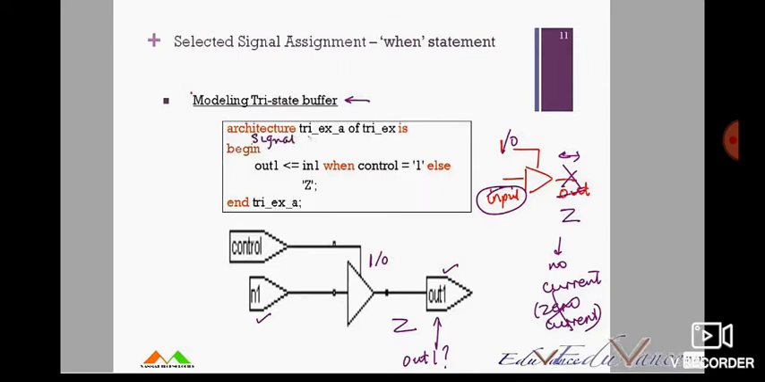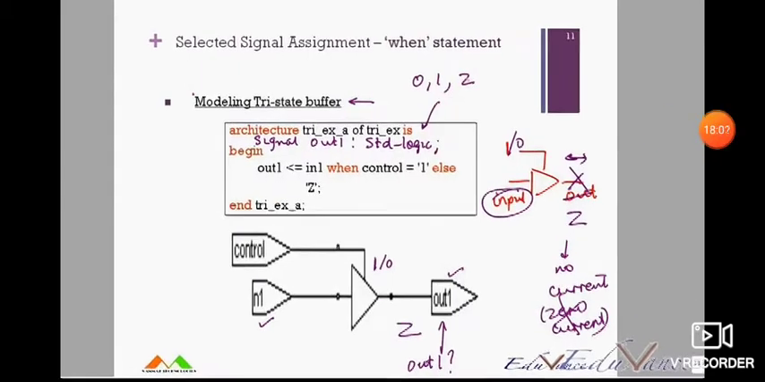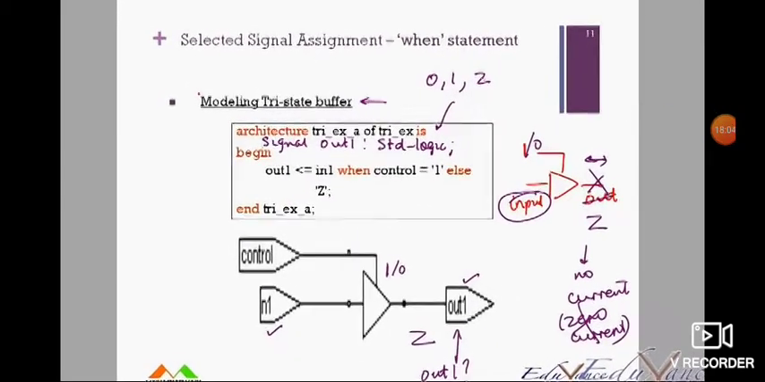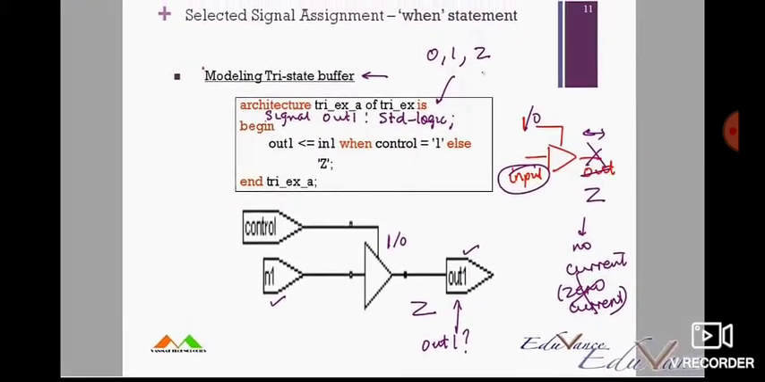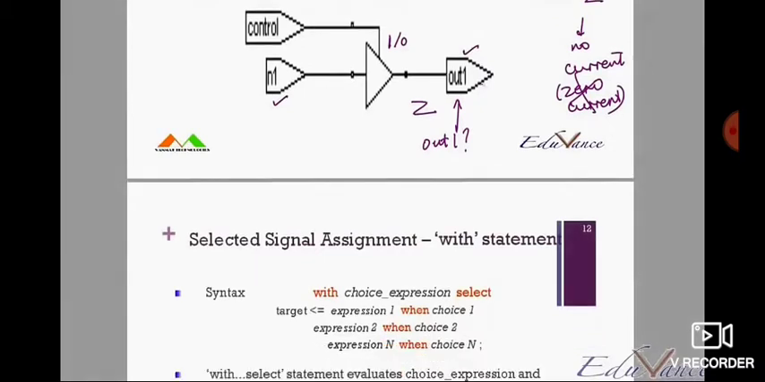I would write signal out1 is of the type standard_logic. Now why is that? Because in a previous lecture, remember I said that your standard_logic has 0, 1, high impedance. So just a quick point, I thought I'll raise it here. I hope that the when else statement was clear.